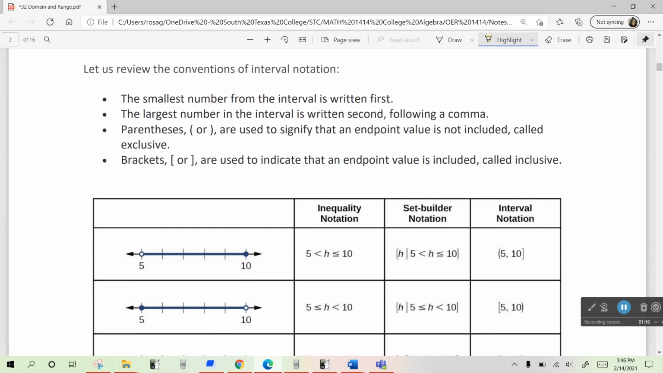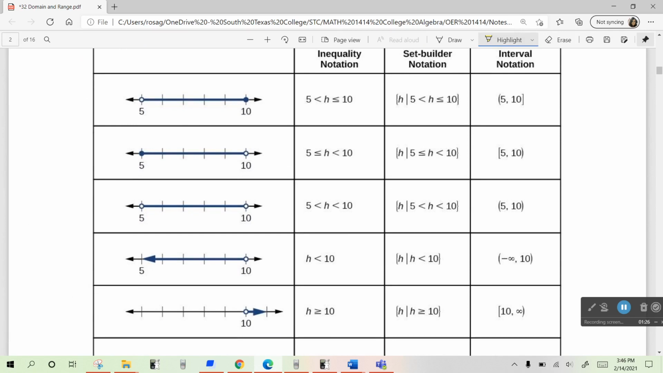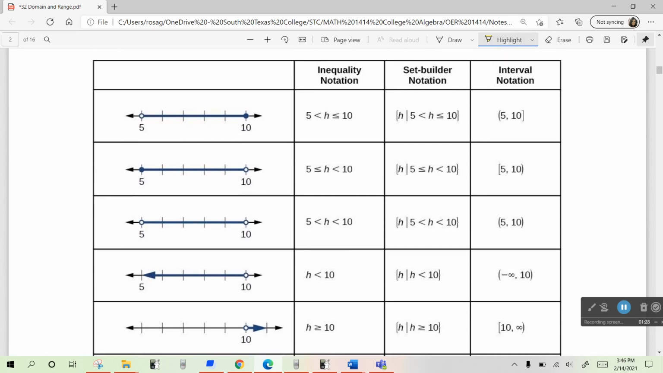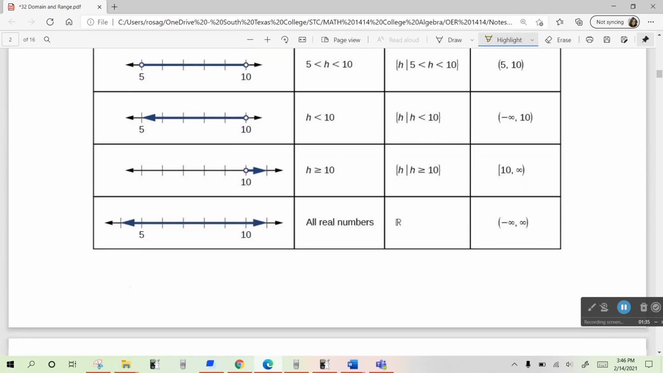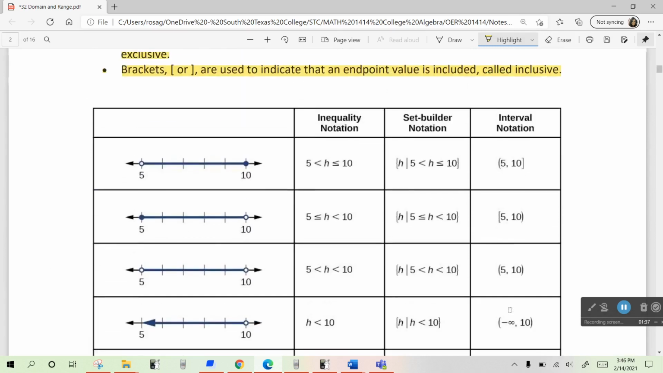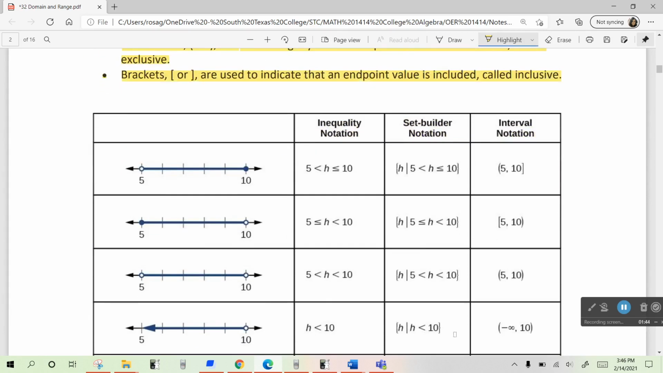And then you have some review things here that I do recommend you go over for interval notation. And here you have some of the different things, like if you have this, then you have the inequality, the set builder, and the interval. So those are things that you need to review before going into the section. If you feel you need to review this, you may want to stop the video, just go over them and understand it. But one of the main things is always write the smallest number first. You see all of them have the smallest number first.